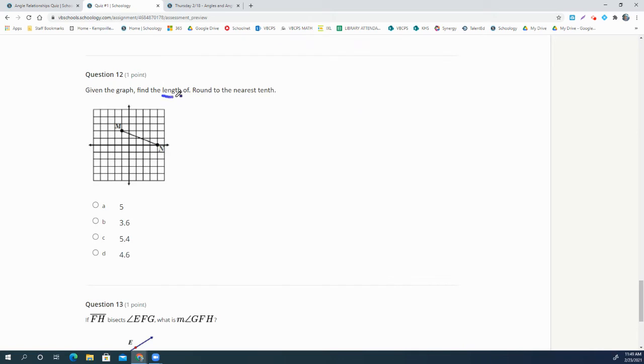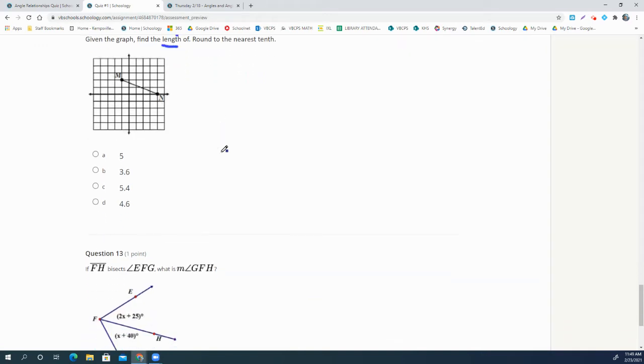What's it asking for if it's asking for length? What formula do I use? Distance, absolutely. Sometimes it'll even say find MN. So you'll see on the test review today, it just says find MN. That means I'm finding the distance, right? So x minus x squared plus y minus y squared.